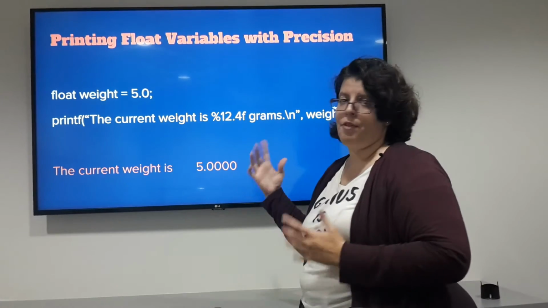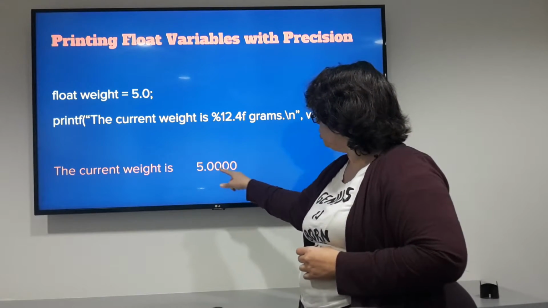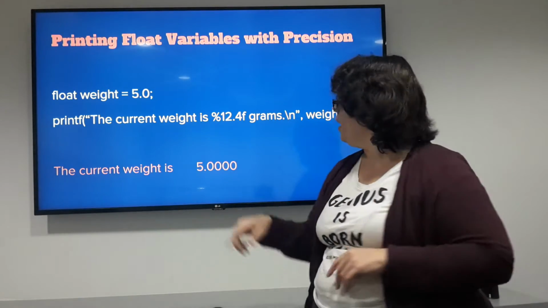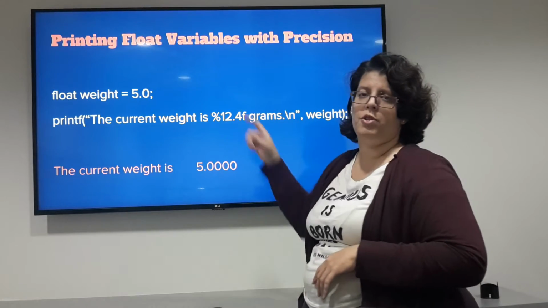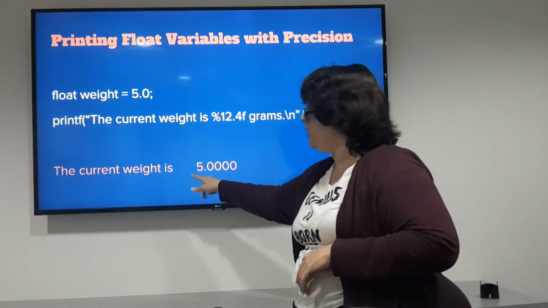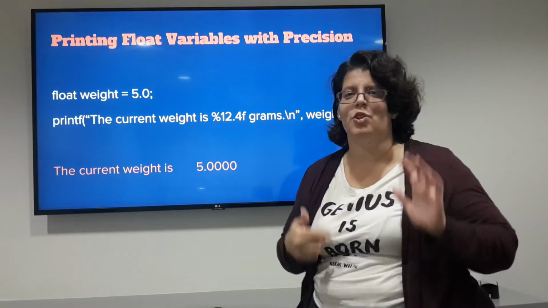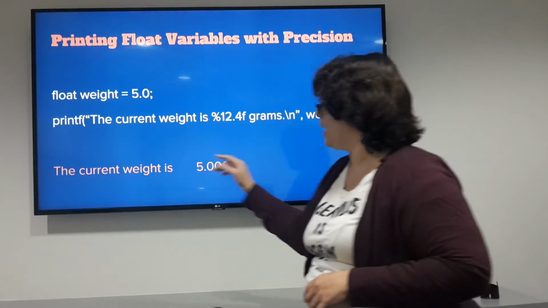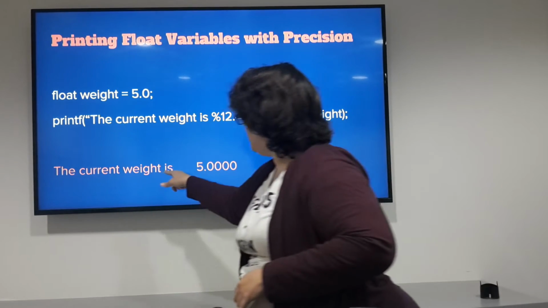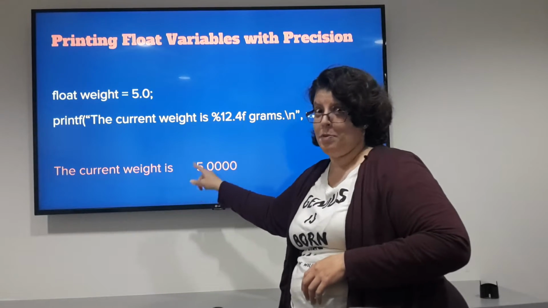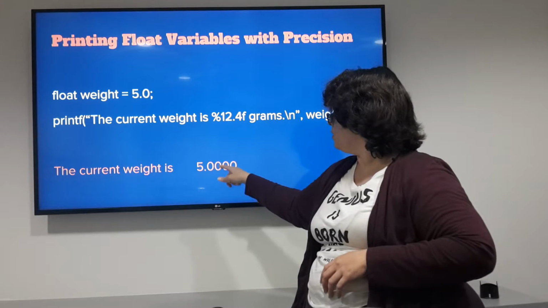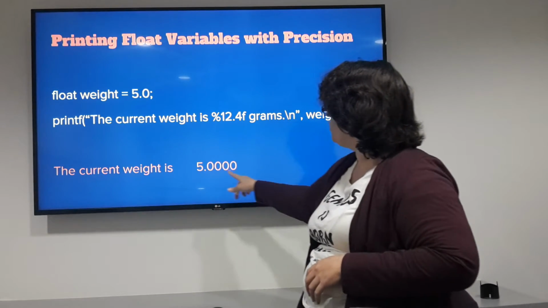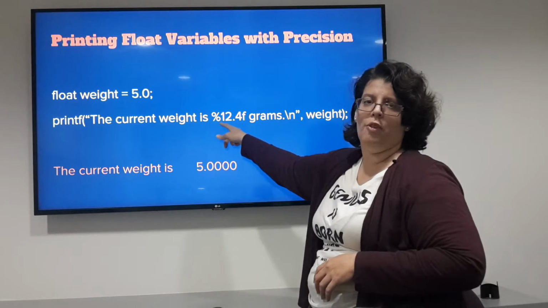And so how many spaces have we used up so far? 1, 2, 3, 4, 5, 6. We have 6 spaces that we've used up so far. And I said I wanted it to use up 12 spaces. So in between here, I now have 6 extra spaces just to fill in the blank. So the actual sentence looks like this. The current weight is, space, space, space, space, space, space, 5.0000. So after the word is, I have 12 spaces total because I have the number 12 here.